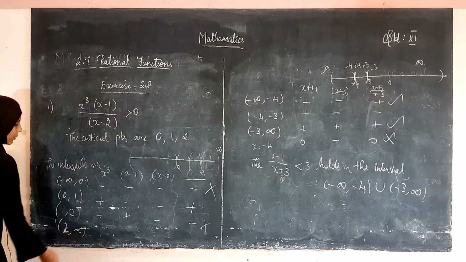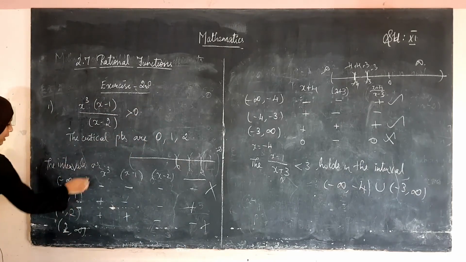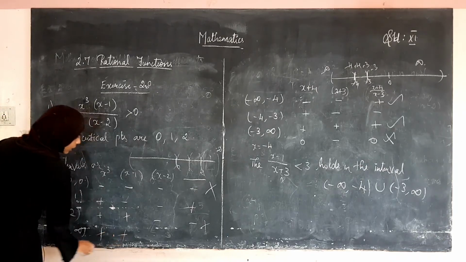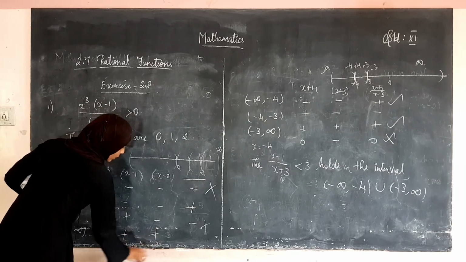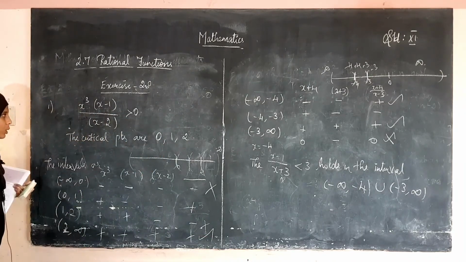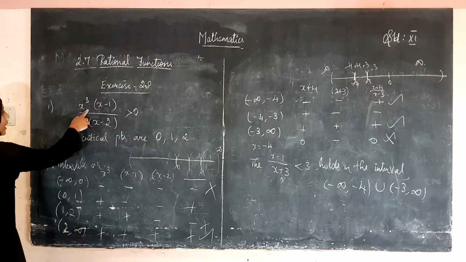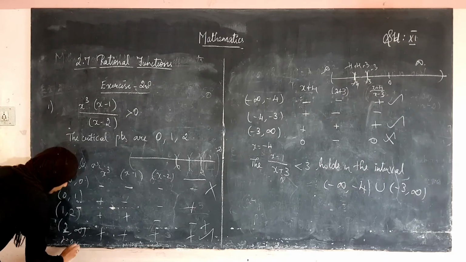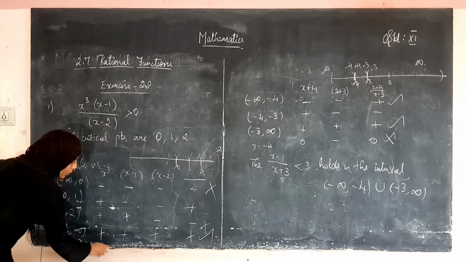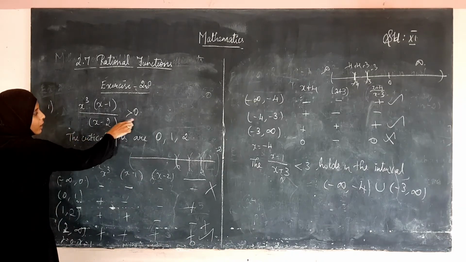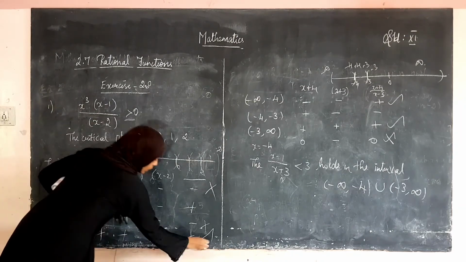And here 2 comma infinity, shall we take 3? 3 cube becomes positive, 3 minus 1 is positive and 3 minus 2 is also positive. So this is positive, so this interval holds. We also have to consider x equal to 0 and x equal to 1. If we take them we will be getting the answer 0, but here we don't have greater than or equal to, so these also do not hold.